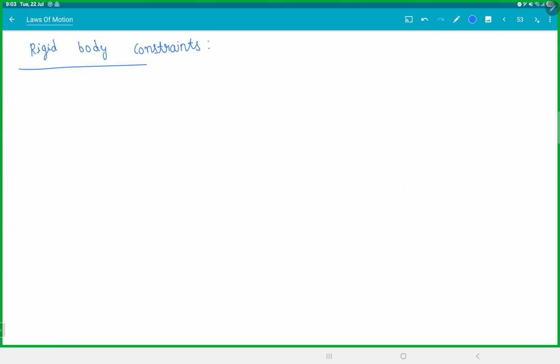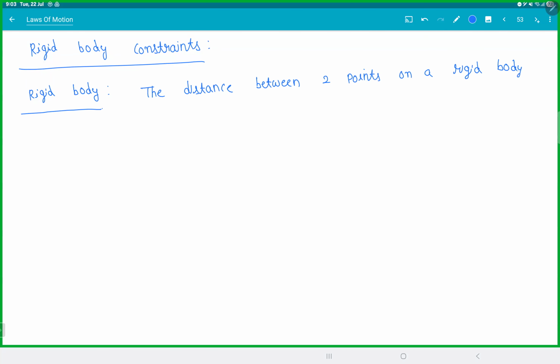So what are rigid body constraints? First of all, let's define what is a rigid body. Pretty straightforward definition: the distance between 2 points remains constant. So if you choose any 2 points on a rigid body, that definition looks pretty simple, but it's a very powerful statement.